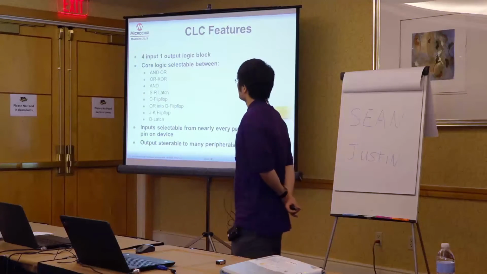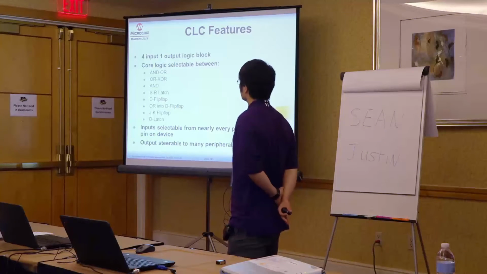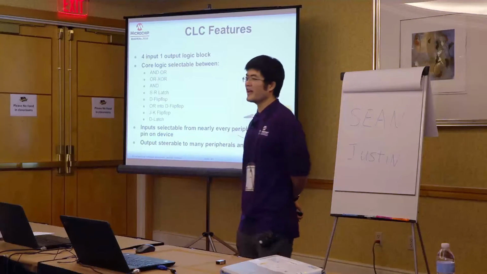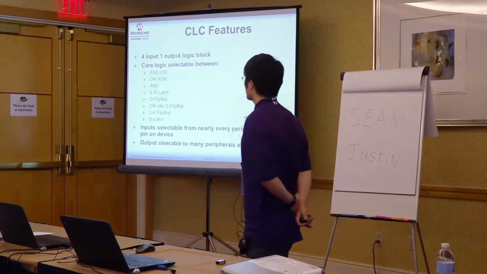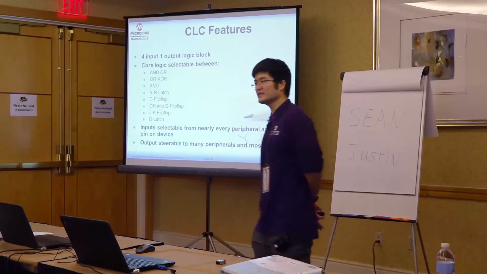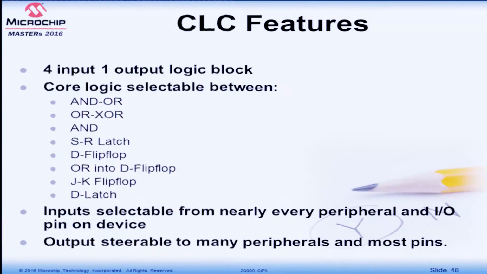When talking about those components, we have 8 of them that you can choose from. We have 3 different gates: OR gates, XOR gates, and AND gates. We have SR latches and D latches that you can choose. We also have D flip-flops and JK flip-flops you can choose. The inputs, as we mentioned before, are selectable from nearly every peripheral and, of course, I/O pins on the device.